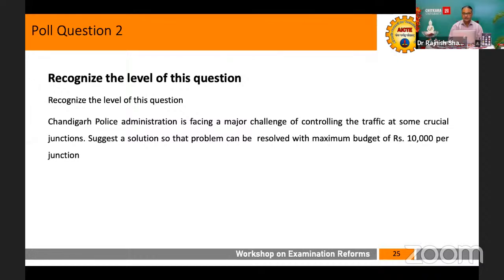I would request the IT team to kindly enable the poll also. Chandigarh Police Administration is facing a major challenge of controlling the traffic at some crucial junctions. Suggest a solution so that the problem can be resolved with a maximum budget of rupees 10,000 per junction only. So which level of Bloom's taxonomy does this question statement fit in? And it's a real life problem, and the students are expected to suggest a solution for Chandigarh Police Administration.